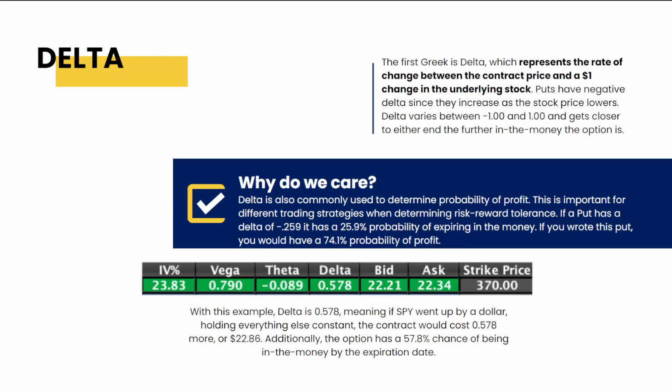And here is just an example options chain. As you can see in this example specifically, this is the same example we have for all the slides, by the way, the delta is 0.578, meaning if SPY went up by $1 while holding everything else constant, the contract would cost pretty much 57 cents more, or $22.86 for the contract value. Additionally, the option has a 57.8% chance of being in the money by the expiration date.